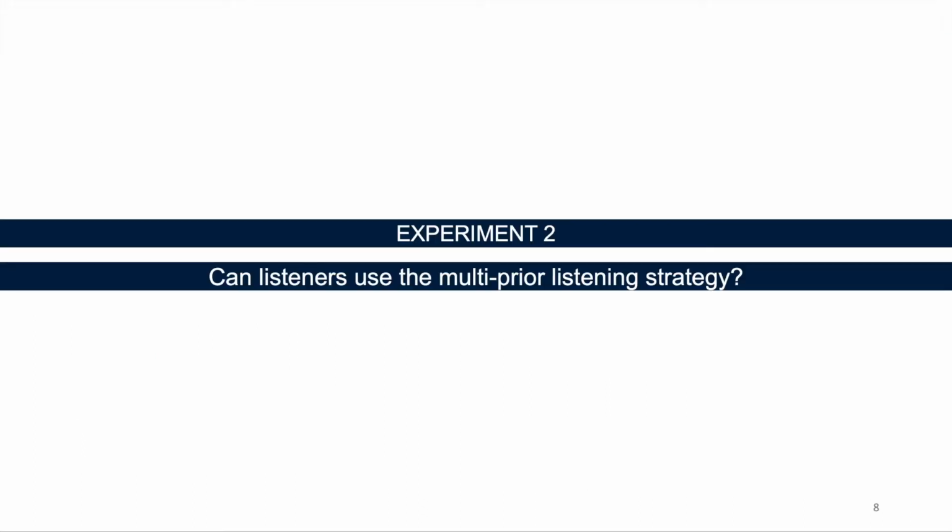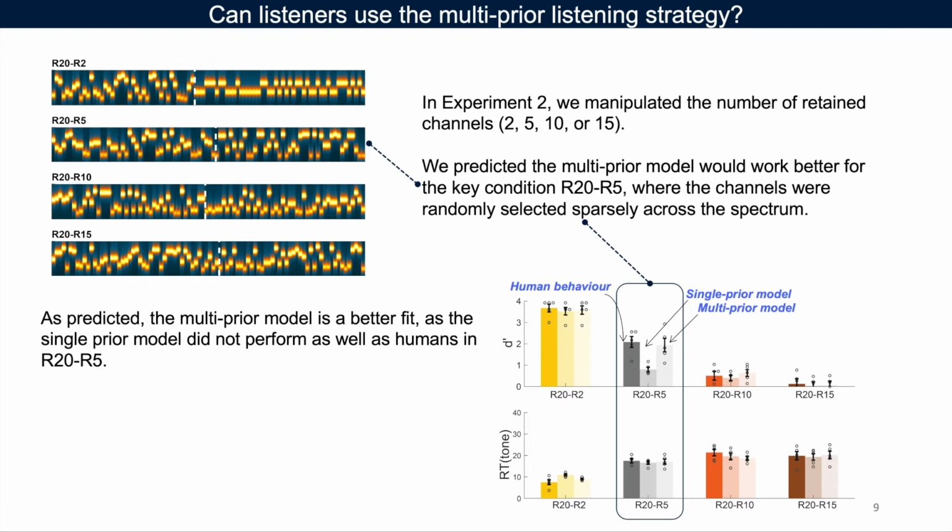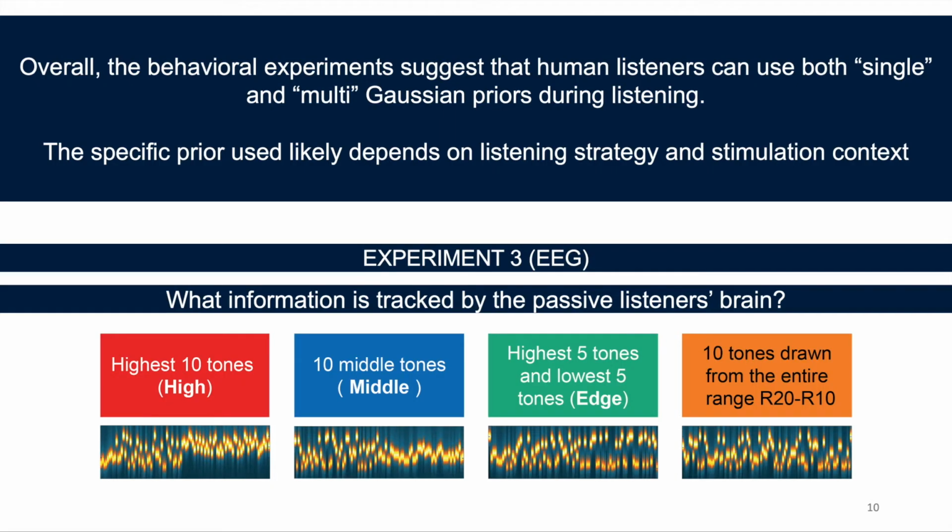Our next question is, can listeners use a multi-prior listening strategy? Here we created a new set of change stimuli, where the number of retained frequencies varied from 2 to 15. We hypothesized that these changes might evoke a multi-prior listening strategy, and indeed we found the multi-prior is a better fit. This suggests that human listeners can use both single and multi-priors depending on the task content.